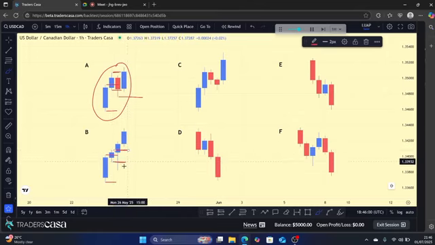So this one here is a pullback because price started with the lowest point and then the highest point. Just like in this scenario, you can see price broke the lowest point and then the highest point. So this is a valid pullback. Same here, this is a valid pullback. And the low of this pullback is obviously this one, and also the low of this pullback is obviously this one.